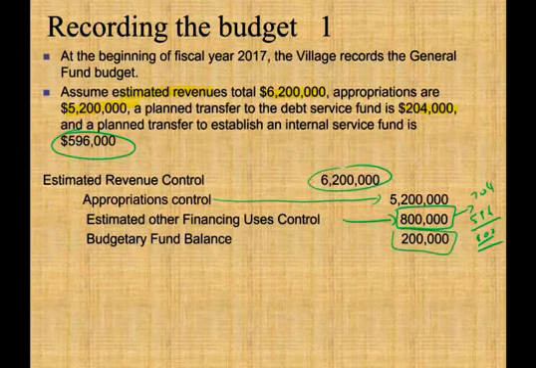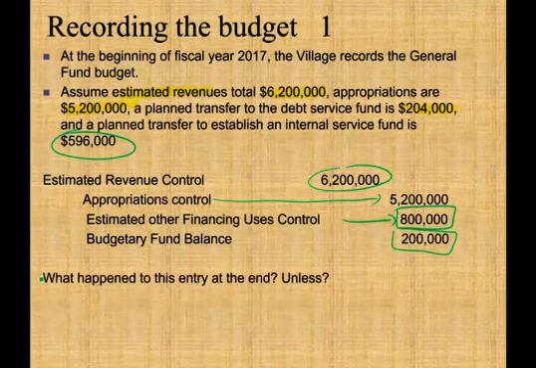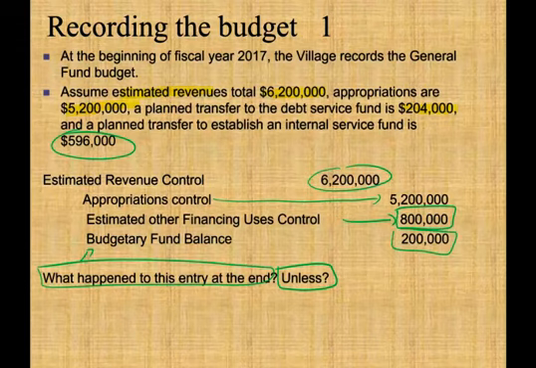That's the goal. Okay, so I'm going to ask you this: what happens to this entry at the end of the year, at the end of the period? It's going to be closed. So we're going to have to close exactly this entry, unless what? Unless we change some estimates. And in this example, we're going to do some changes to the budget. You will see later on.